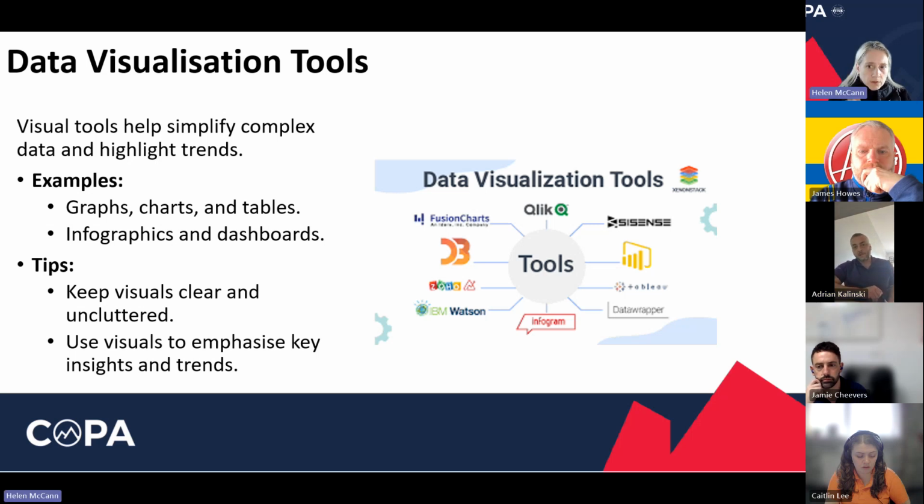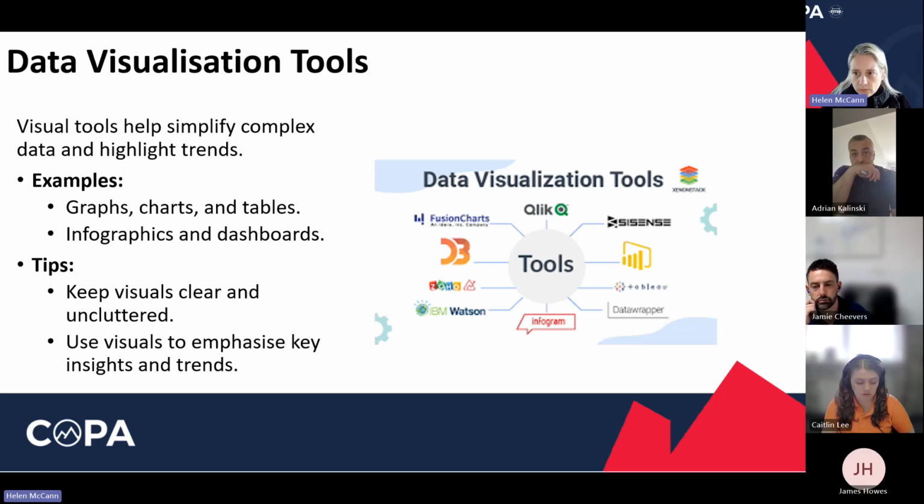Well, so looking at data visualization tools then. Yeah, tools that help make your data more engaging and easy to understand. The key points would be looking at examples, including graphs, charts, tables, infographics, using visuals to emphasize key trends and simplify complex data, and keeping designs clear and uncluttered for better impact.